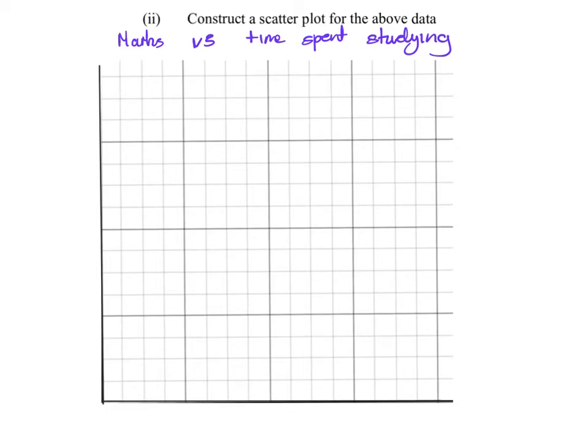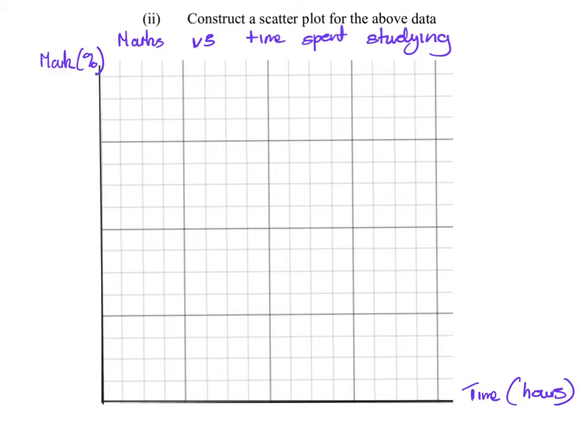Now, we've already worked out the response and the explanatory variable. The response variable was the marks and the explanatory was the time in hours. So we know that the explanatory went on the x-axis. So I'm going to put time on the x-axis, and that is in hours. And I'm going to put mark on the y-axis, and that is a percentage.